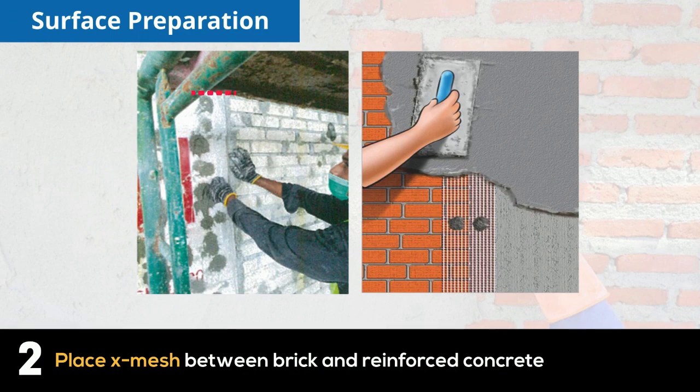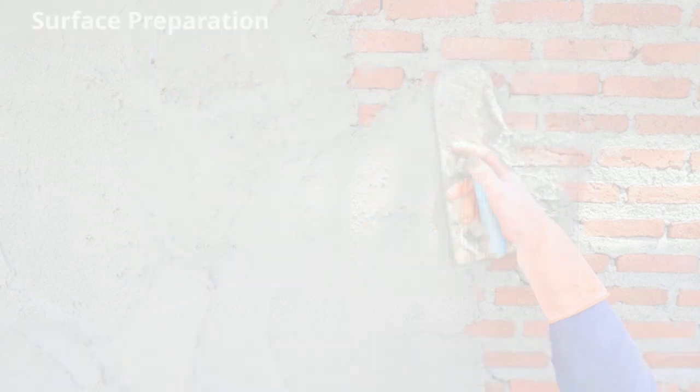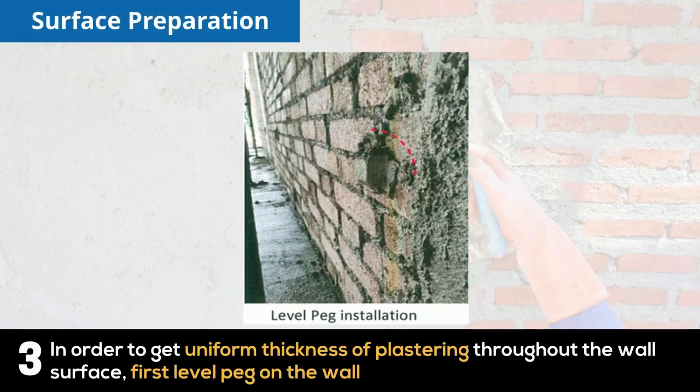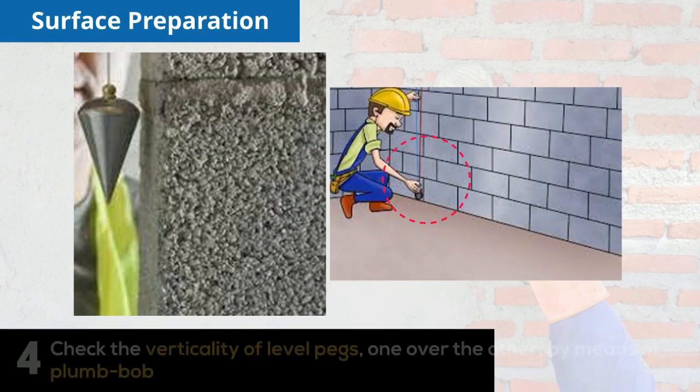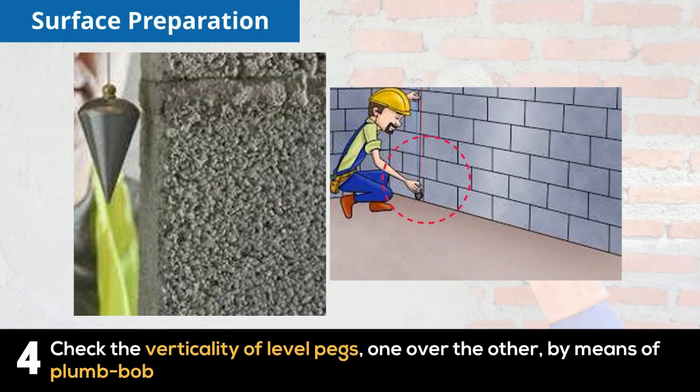Place X mesh between brick and reinforced concrete. In order to get uniform thickness of plastering throughout the wall surface, first level peg on the wall. Check the verticality of level pegs, one over the other, by means of a plumb bob.